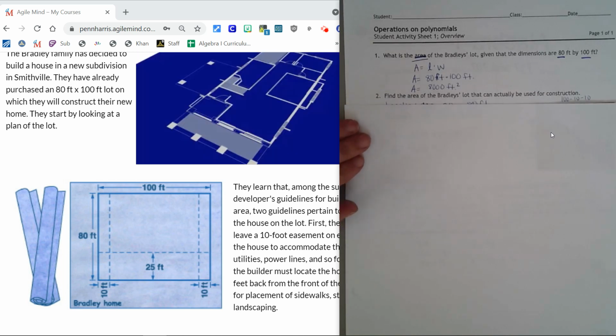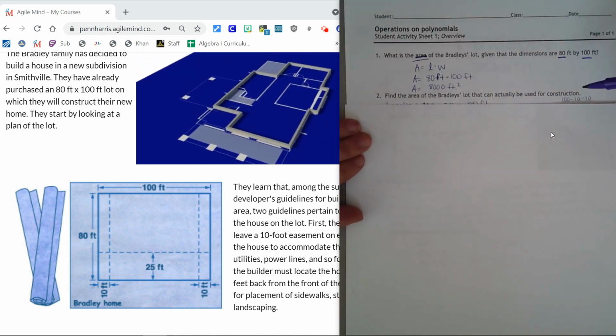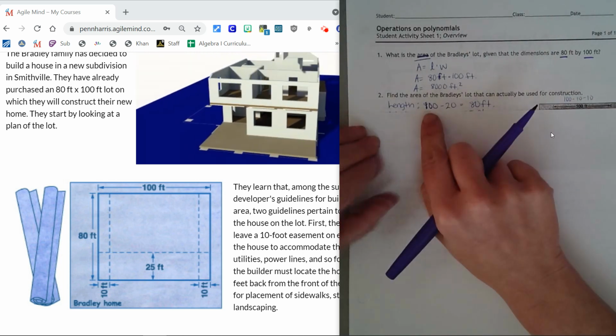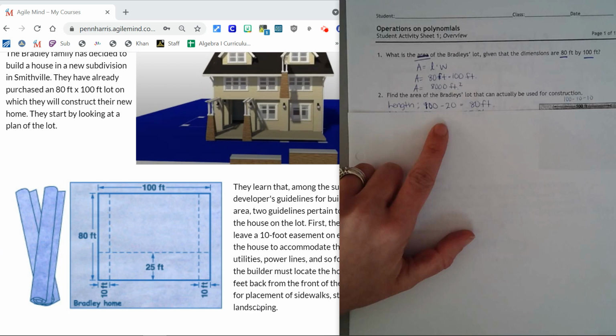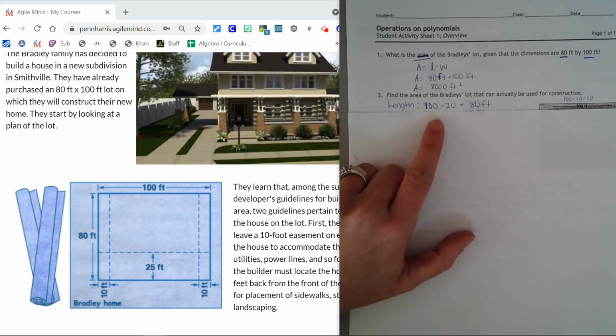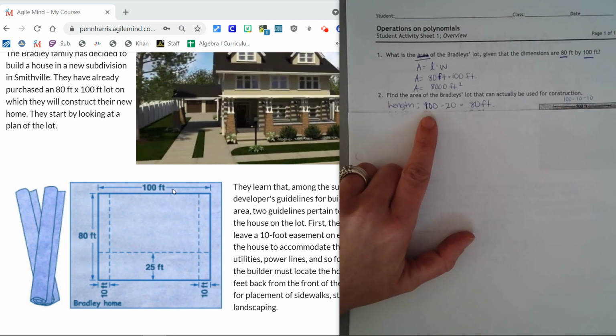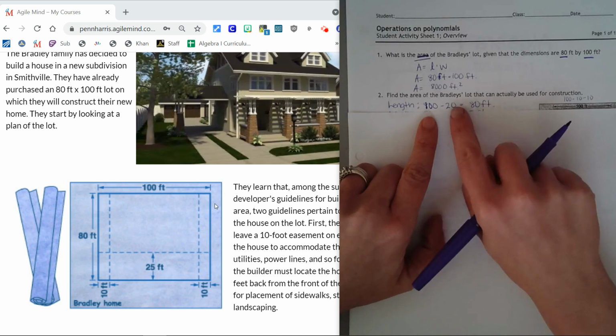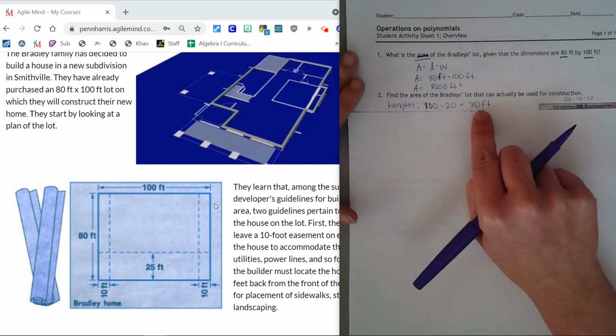Question 2. Find the area of the Bradley's lot that can actually be used for construction. So with this, guys, we have to go through. They said that they were going to take off 10 feet on both sides of the house for power lines. So we have the 100-foot length right here, and we're going to take off 10 feet here and 10 feet here. So we're taking off 20 feet total to get an 80-foot length.